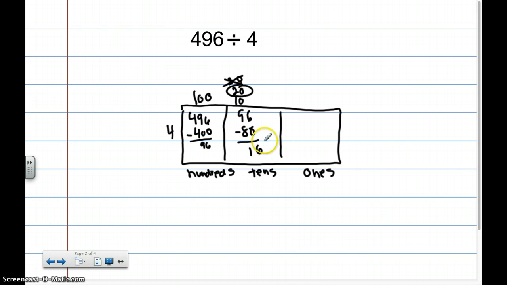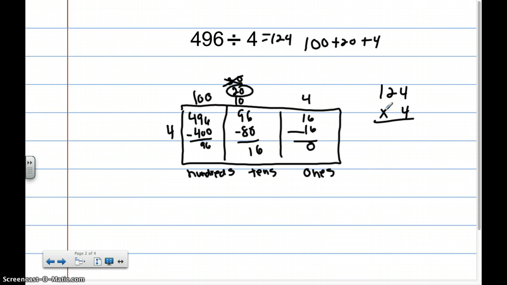Well, I can't do any more 10s there with the number 4. So I have to move the number 16 over here to the ones section. I know that 4 times 4 is 16. And then I'm going to subtract, and I have a 0. So I have 100 plus 20 plus 4. So my answer is 124. And if I check 124 times 4, it should get me back to 496. And it does.